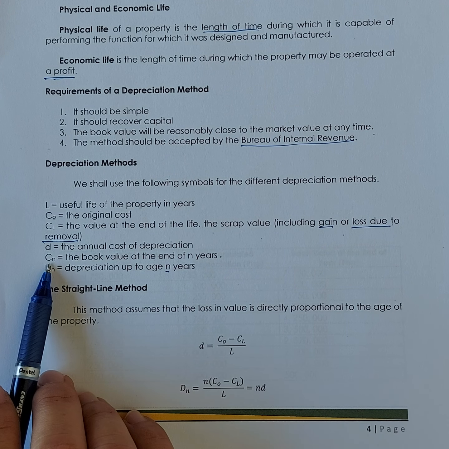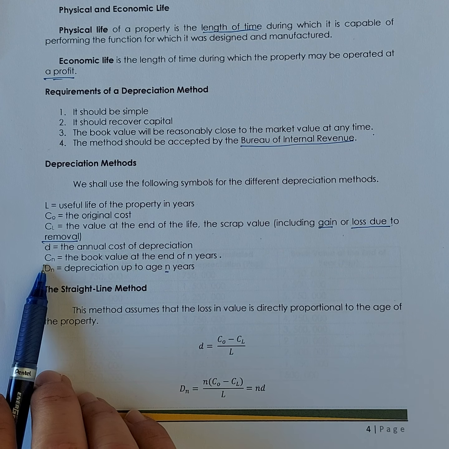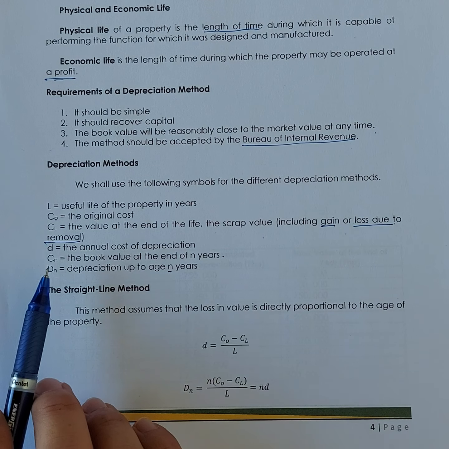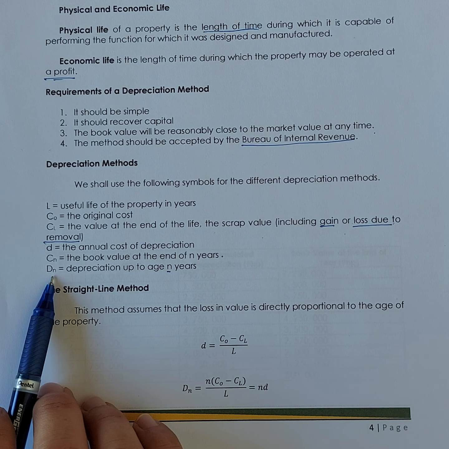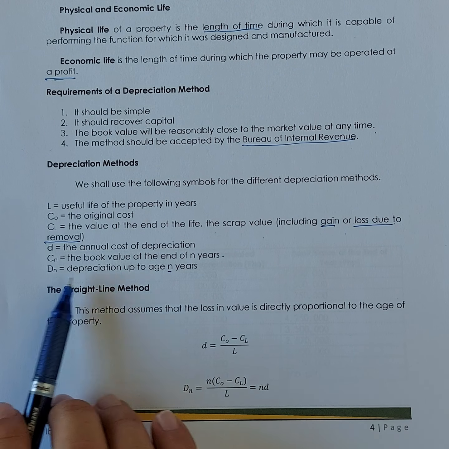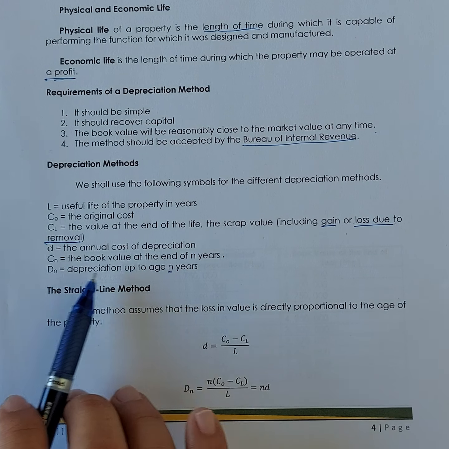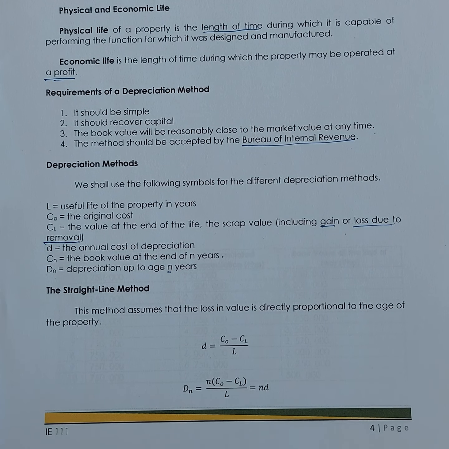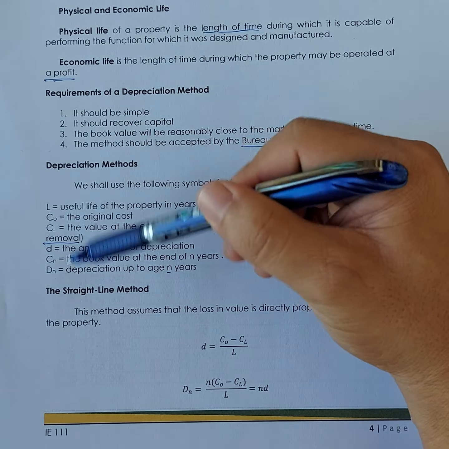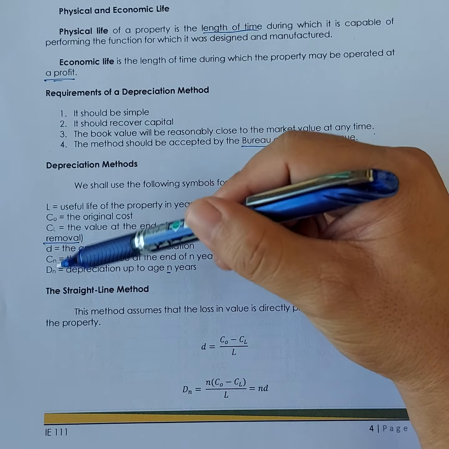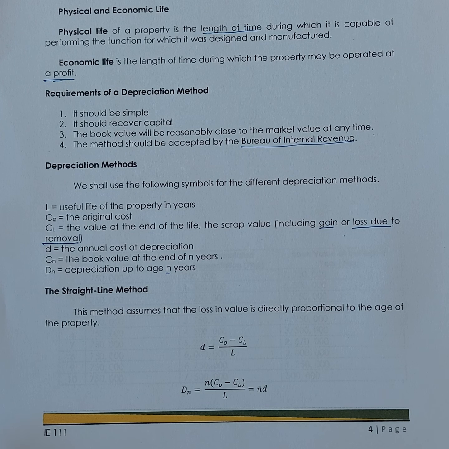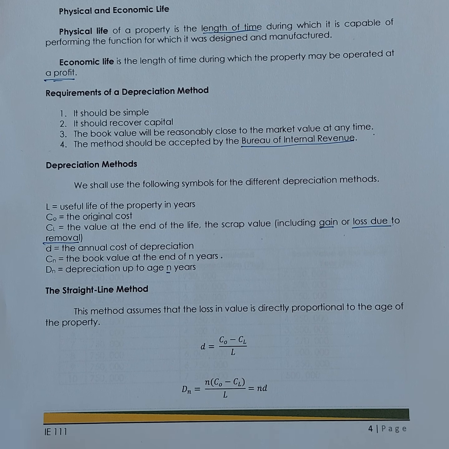So ito C sub N kapag 2 years, book value after 2 years, then C sub 2. Book value after 3 years, then C sub 3 yan. Dito rin sa may capital letter D sub N. So D sub 2 kapag depreciation after 2 years. D sub 3 kapag depreciation after 3 years, and so on. Okay? So those are our notations, no? Anyway, open notes naman, so you can just revisit those notations later on if you're confused.